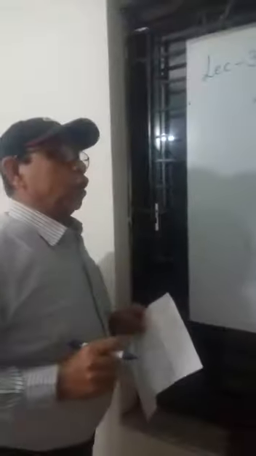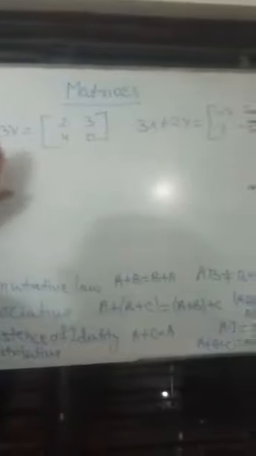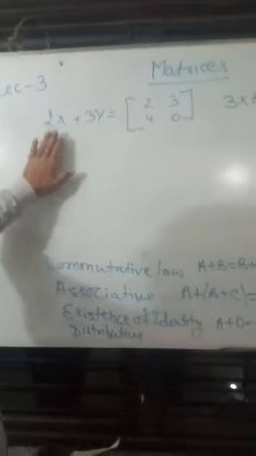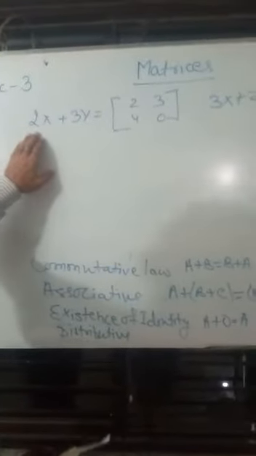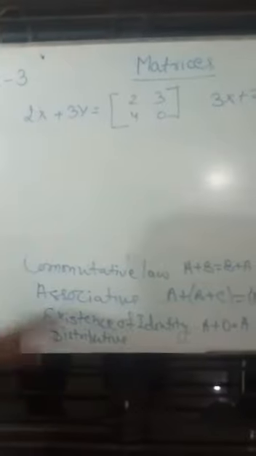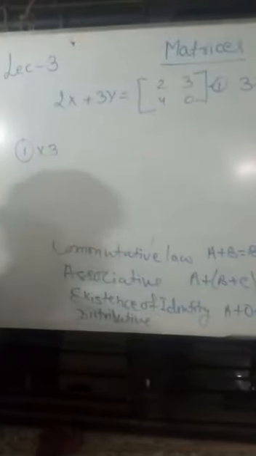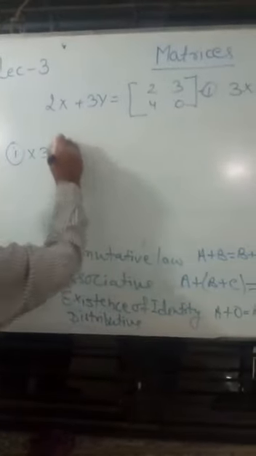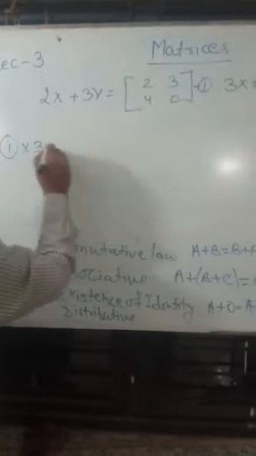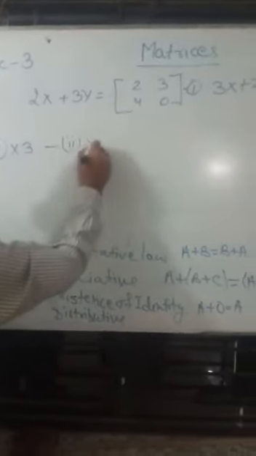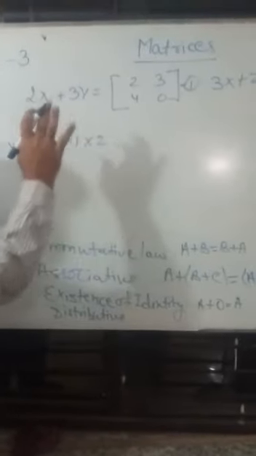Similarly, this type of problem you have solved in class 10. In class 10, you have two linear equations. You find the values of x and y by multiplication and interchange of the coefficients. You follow the same rules. This is your first equation of matrices. This is the second. First equation multiplied by 3, and second equation multiplied by 2, and subtract the second equation from the first.